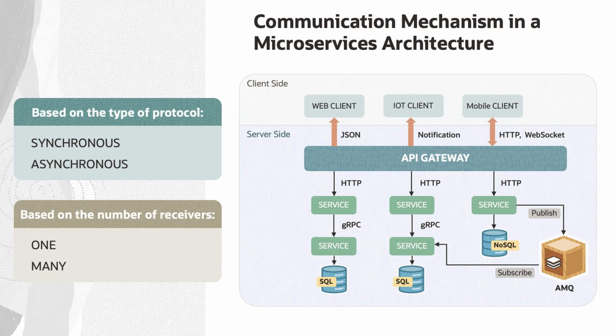Normally, microservices-based applications use systems that combine different communication styles. The most common type is a single receiver communication via an asynchronous protocol, with HTTP and HTTPS being one of the most used.